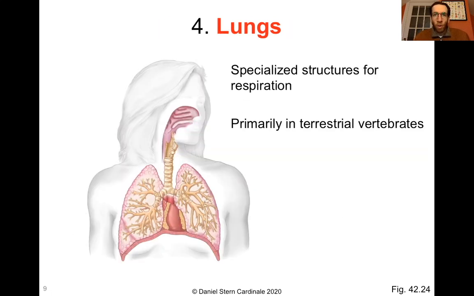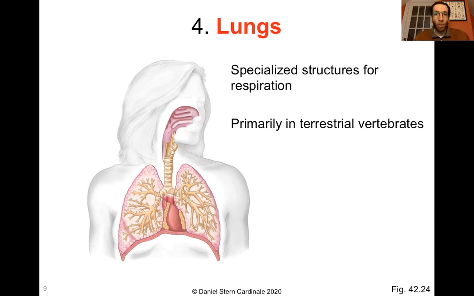The final respiratory structure that we're going to look at are lungs. These are specialized for respiration above ground, so we primarily find lungs in terrestrial vertebrates. So these are the organisms that are living on land and conducting gas exchange with the atmosphere, and the lungs are the structure that is bringing the air into the body and removing it from the body.